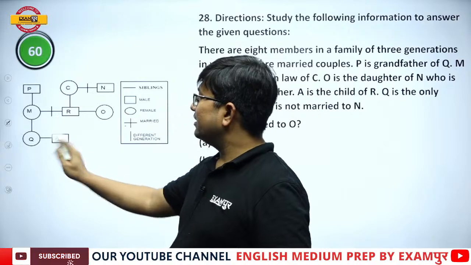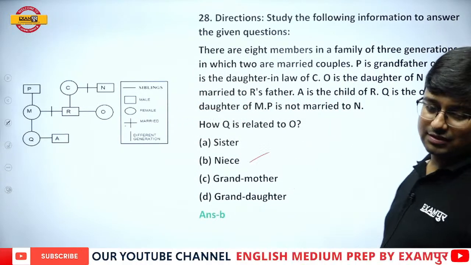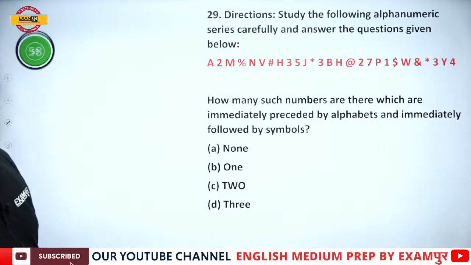How is Q related to O? Q is the niece. Option number B. Niece of O. Next. Solve this one, everyone. Hurry up.